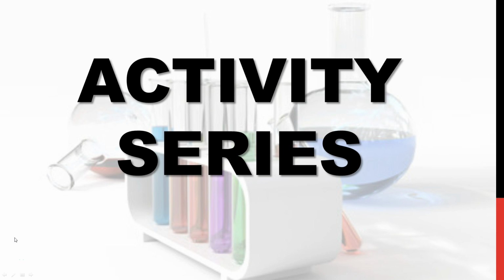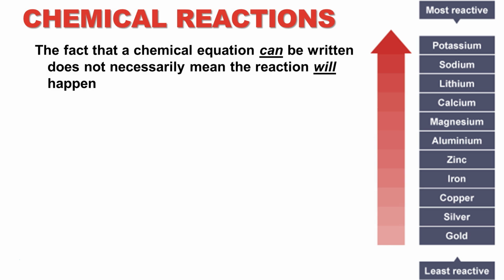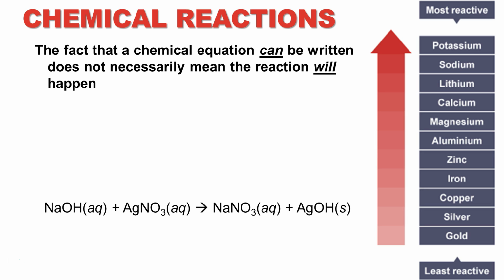Hello, students of science. Let's talk about an activity series and what that is. The fact that you can write a chemical equation doesn't necessarily mean a reaction will take place. I could, for example, say this reaction here, sodium hydroxide plus silver nitrate is going to make sodium nitrate and silver hydroxide. I could make that up.